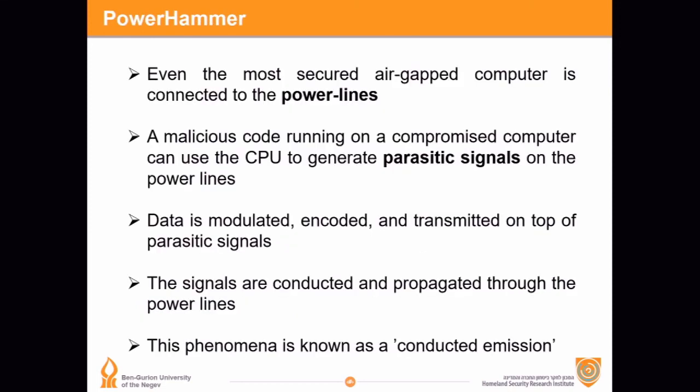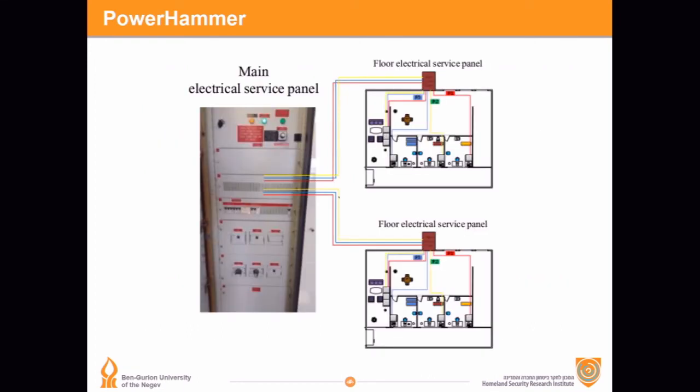So the concept is that even the most secure computer inside a Faraday cage and ferromagnetic shield has to be connected to the main power lines, and we were able to generate some parasitic signals on the power lines, so that data can be modulated over these parasitic signals, and attackers can actually tap the main power lines of the building, receive these signals, decode them back, and send them to the attacker.